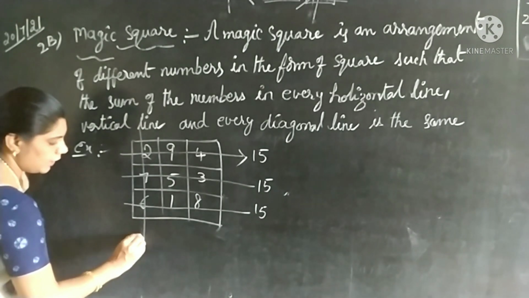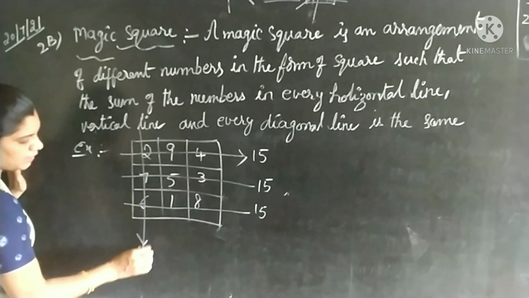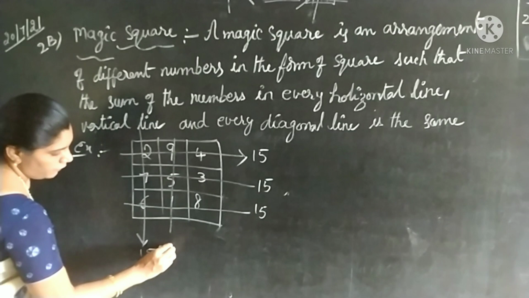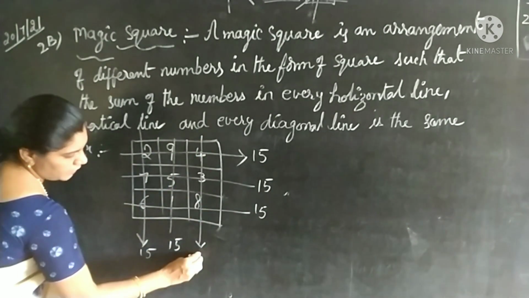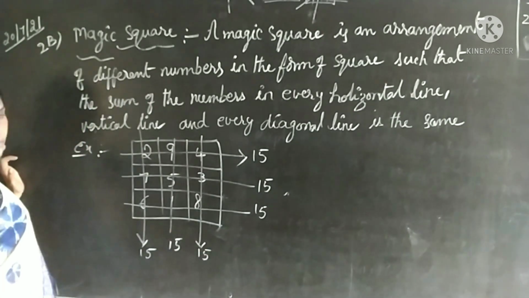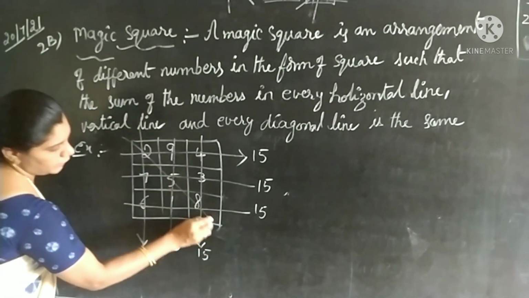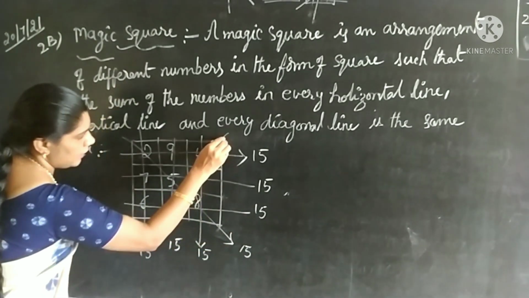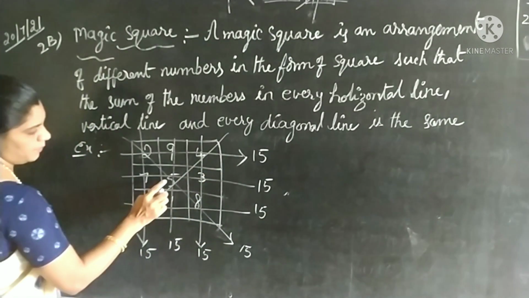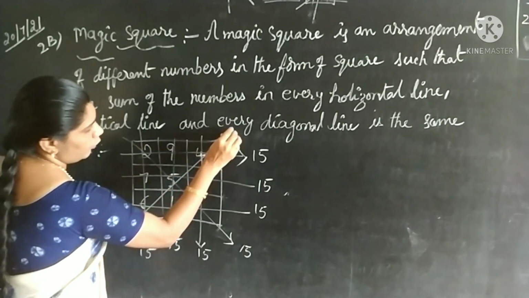Now check this vertically. 2 plus 7, 9 plus 6, 15. And now see, 15. And now see, 4 plus 3, 7 plus 8, 15. Right? All you got 15 only. Now check diagonally. 2 plus 5, 7 plus 8, 15. And this diagonal also, check this one. 6 plus 5, 11 plus 4, 15.